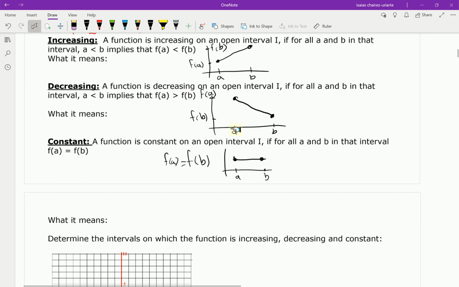So, similar little picture. I have that b is bigger than a. That's what this inequality is saying: a is smaller than b, b is bigger than a. So b is to the right, a is to the left. But now, since things are decreasing, f of a is bigger than f of b. So things are going down.